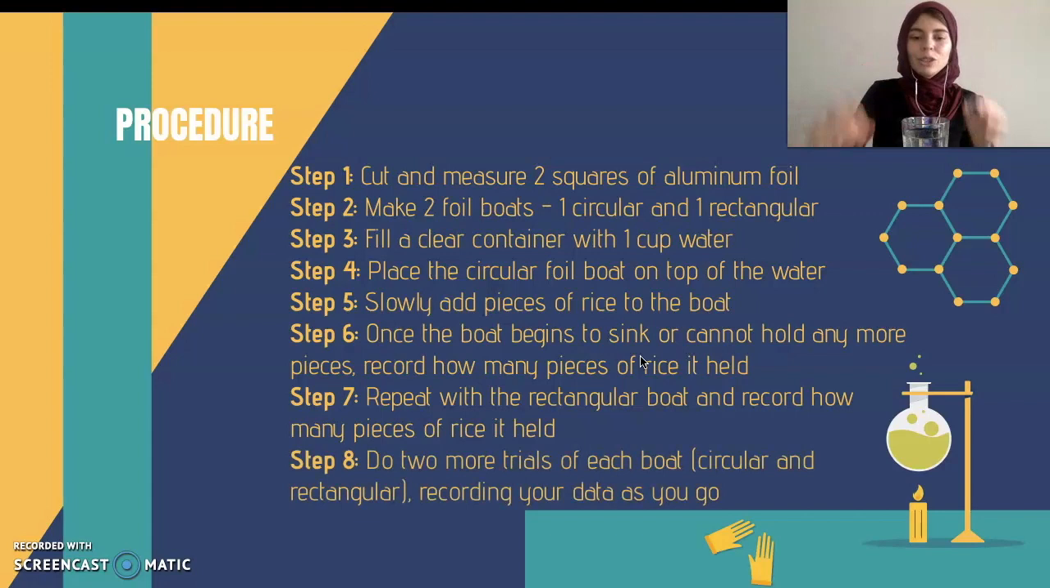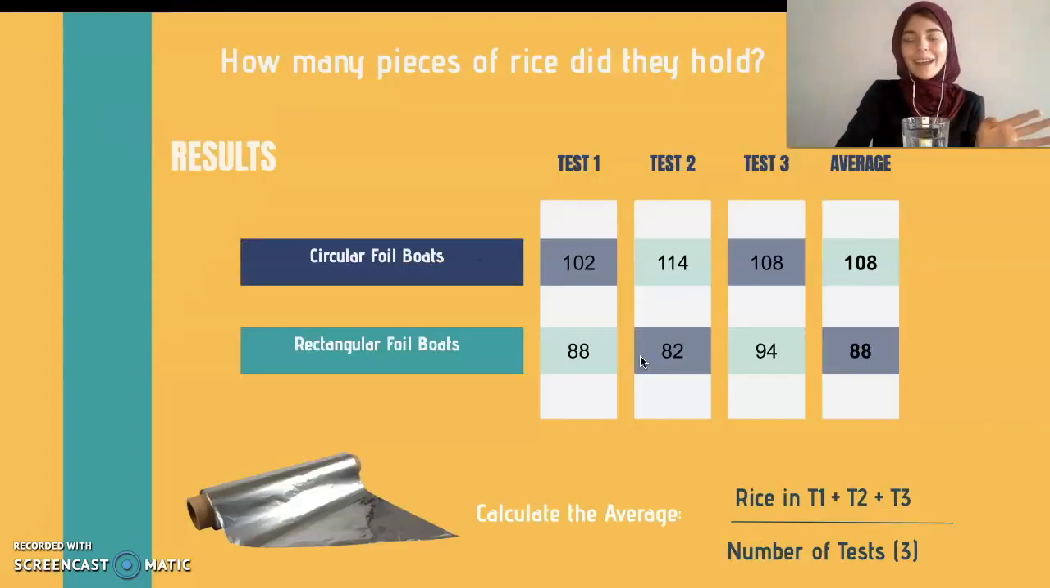Okay, so do 2 more trials of each boat. So circular, add more pieces, do it again. And then also rectangular, add more pieces, do it again. Okay, recording your data as you go. Once we finish our procedure, we are going to go ahead and go to our results. So for our results, we're asking this question: how many pieces did each boat hold?